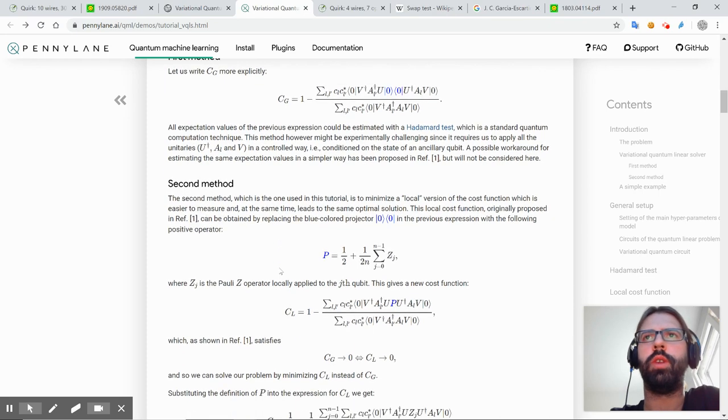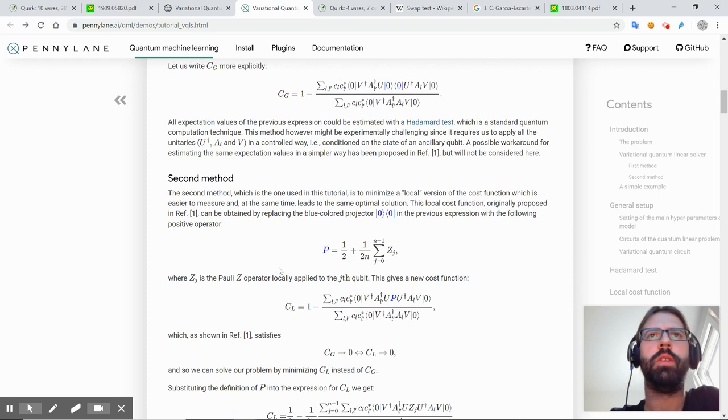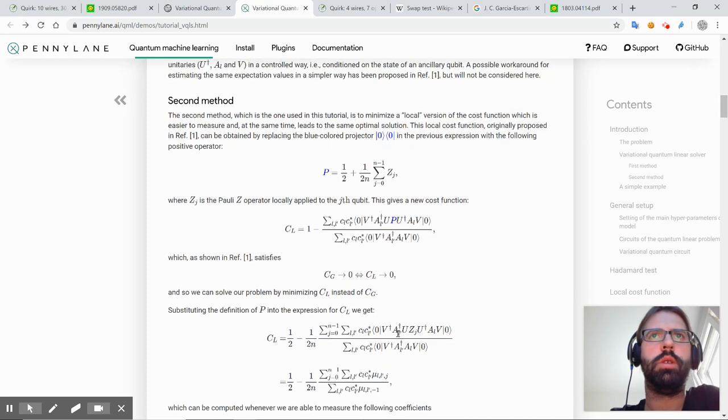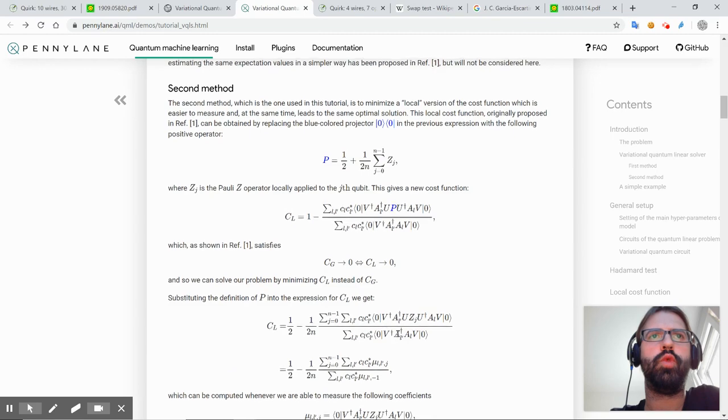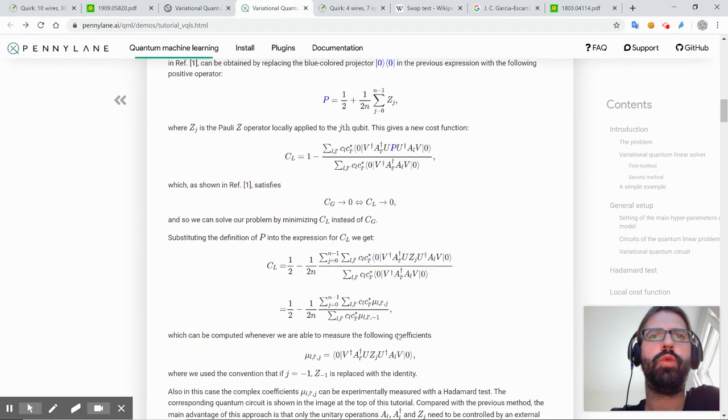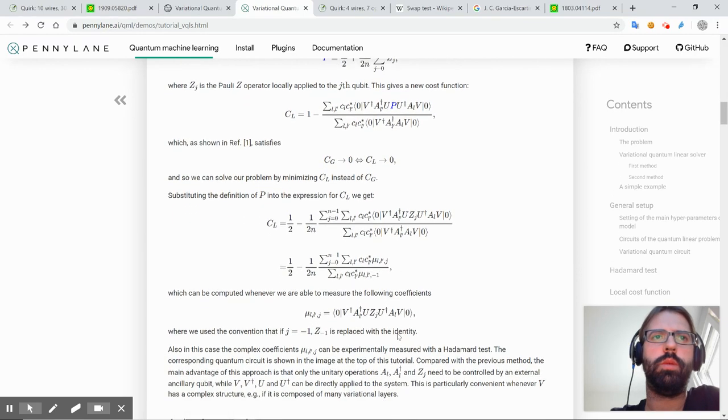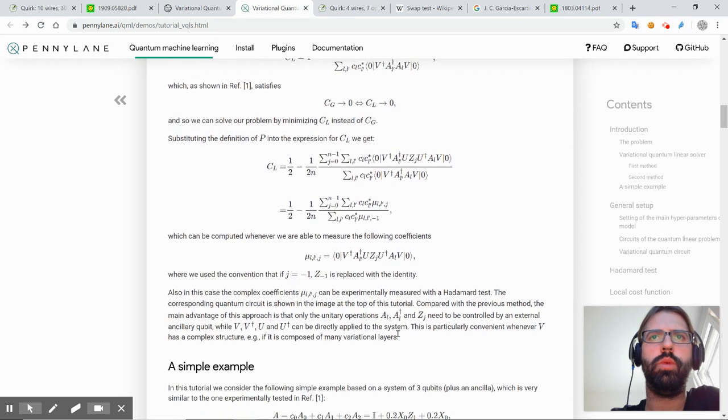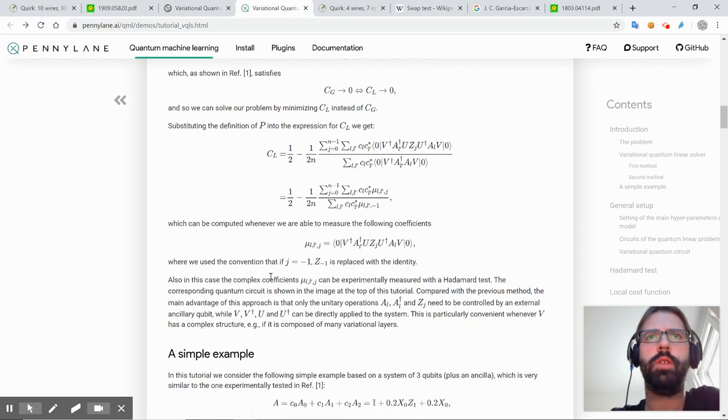Is to minimize the local version of the cost function, which is easy to measure and at the same time leads to the same optimal solution. This local cost function can be obtained by replacing the blue color projector with the following positive operator. This positive operator is locally applied to the jth qubit. This gives a new cost function. Also, in this case, coefficients can be experimentally measured with the Hadamard test, the corresponding quantum circuit.